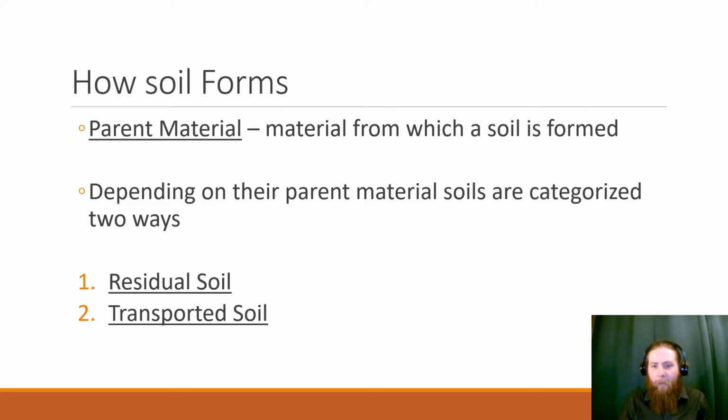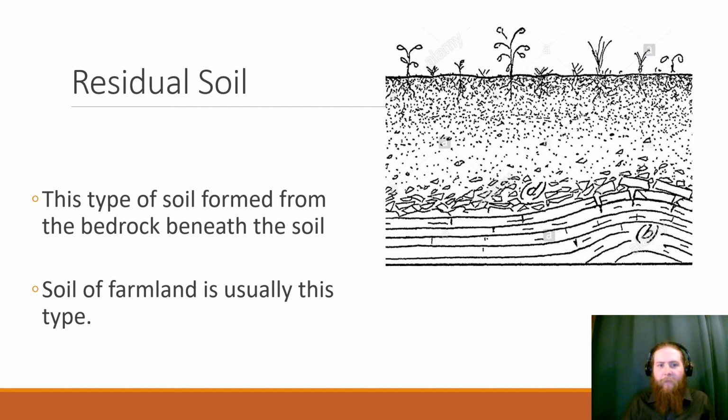Soil forms from what we call a parent material. Depending on the type of parent material, we categorize them as two different types: residual soil and transported soil. In residual soil, the parent material is the bedrock beneath the soil. So down here, as these bits of bedrock break up, they migrate up and become smaller and smaller. Usually the soil of farmland, or really fertile, nice, rich soil, is this type.